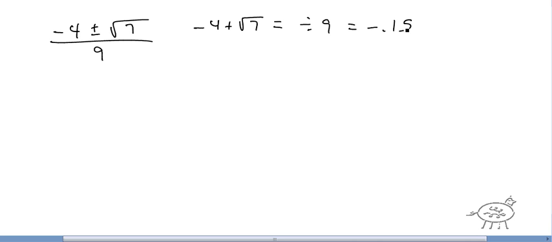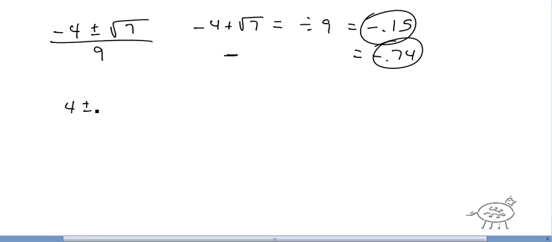and -4 minus the square root of 7 equals, divided by 9, I get negative, so the minus gives me -0.74. Okay, there we go. Those are our two answers. Okay, let's try something just a little bit more complicated.